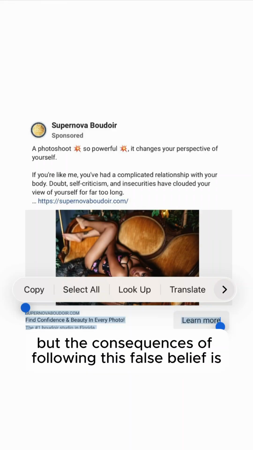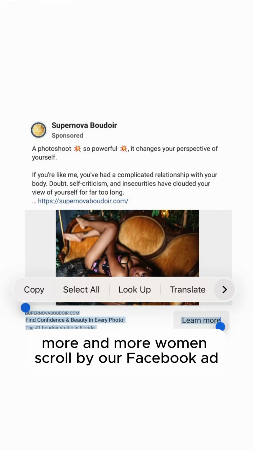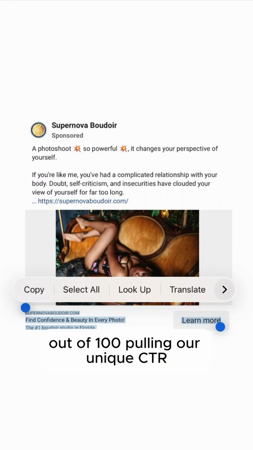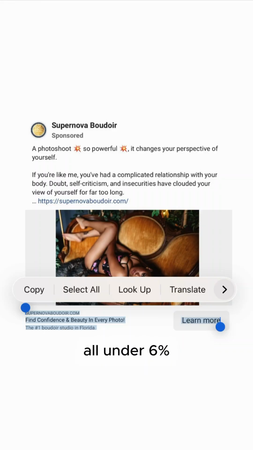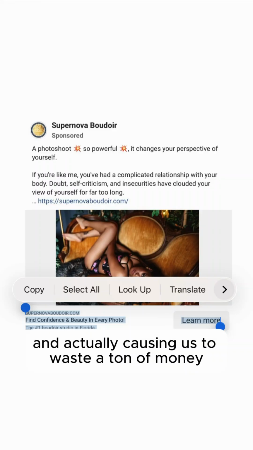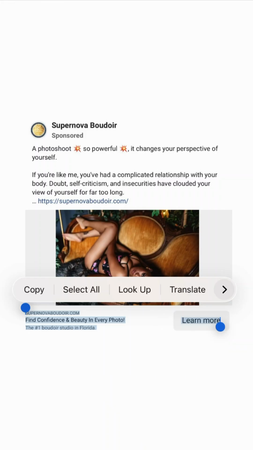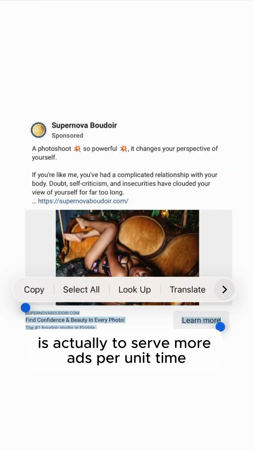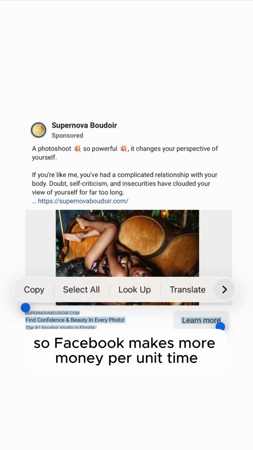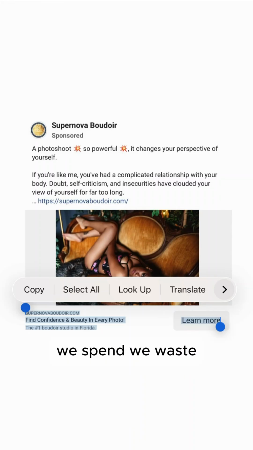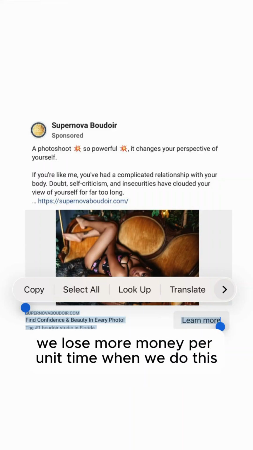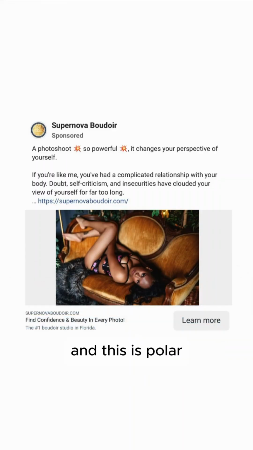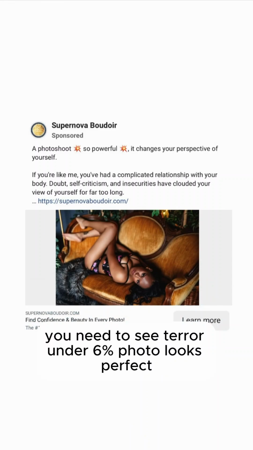But the consequence of following this false belief is that more and more women scroll by our Boudoir Facebook ad out of 100, pulling our unique CTR under 6% and causing us to waste a ton of money. What Facebook gets is to serve more ads per unit time, so Facebook makes more money per unit time. We lose more money per unit time when we do this, and this is pulling our unique CTR under 6%.